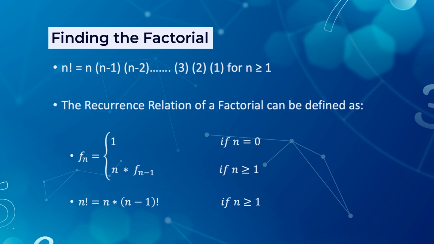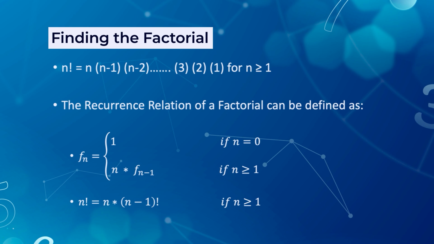Now, another example of this particular situation may be finding the factorial of a number. If you remember, we can represent n factorial as the multiplication of n, n minus 1, n minus 2, up to 3, 2 and 1. Up to 1, this multiplication is treated as n factorial, and this is valid for all values of n greater than or equal to 1. So, what is factorial 0? Factorial 0 is always defined as the value 1.